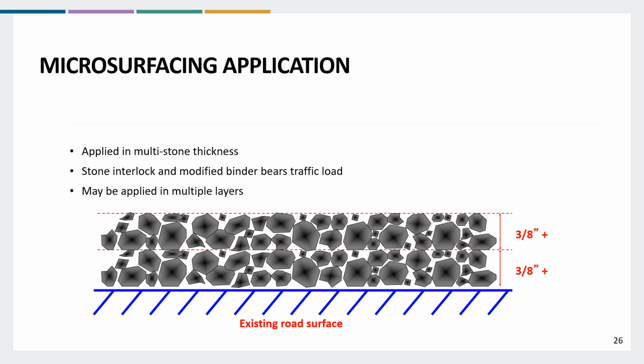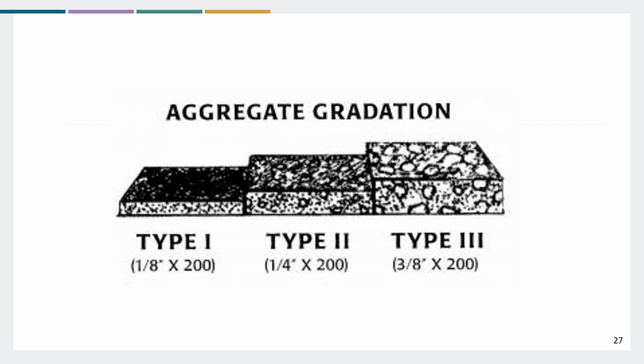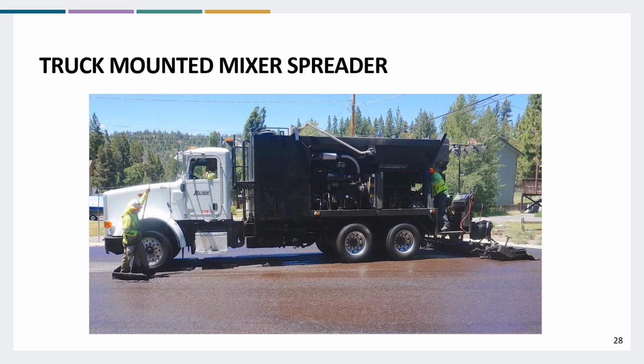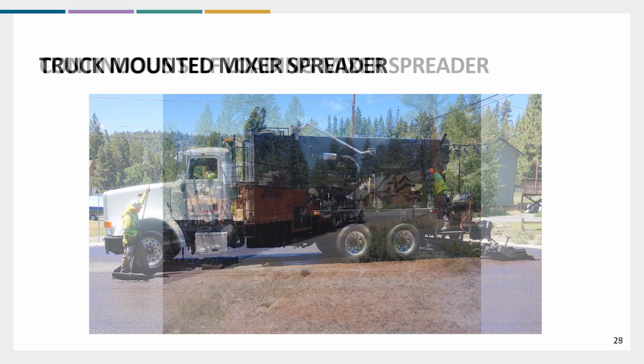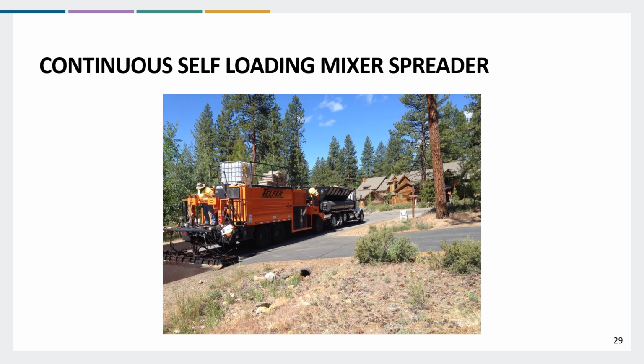There are 3 types of slurry aggregates. Type 1, which is the smallest stone, typically applied in parking lots or bike trails. Type 2, which is the most common and usually used by agencies for residential. And Type 3, the largest of the aggregates, usually used as a leveling course. The equipment you'll see are either a truck-mounted mixer, which is the most common for residential areas, or a continuous self-loading mixer, which is primarily used on highways.